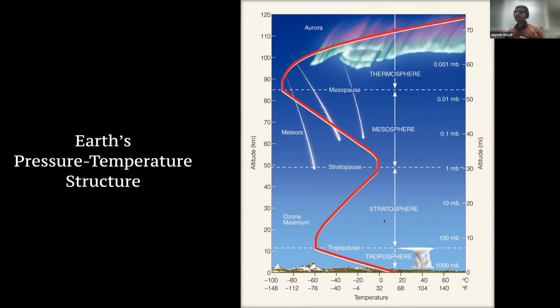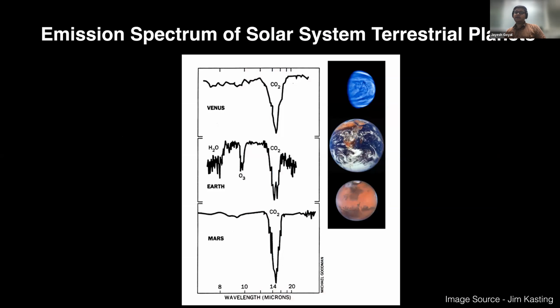So fundamentally, emission spectroscopy can be used to constrain the pressure-temperature structure. So that should be a main takeaway point. And since I'm running out of time, I might have to go a bit fast.